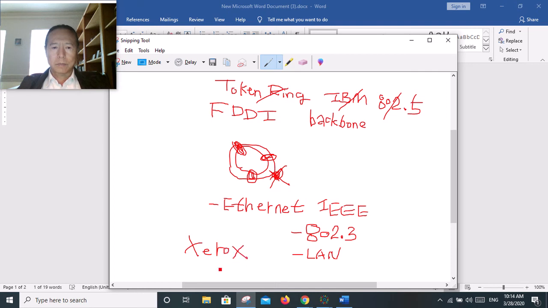And this Ethernet was created by Xerox, X-E-R-O-X. Now it's famous for their copy machine, and copy machine paper used to be very creative. The very first one was wireless in Hawaii, many small islands. But right now, Ethernet is wired. Wi-Fi and Bluetooth, that's your wireless. Ethernet is not wireless, it's a cable.